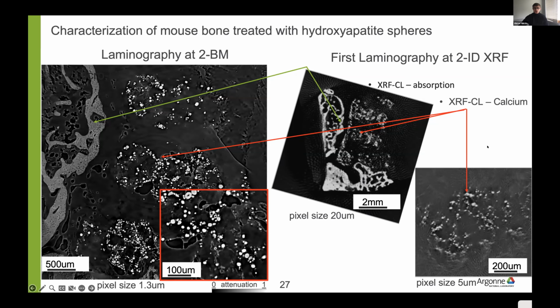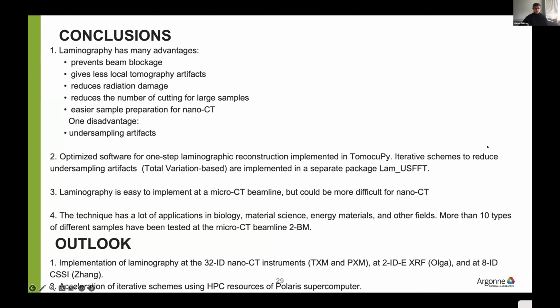Okay, and I will go to conclusions and outlook. Again, I just say that laminography has many advantages. It prevents beam blockage, has fewer local tomography artifacts, reduces radiation damage, and reduces the number of cuts of larger samples. And of course, it's easier sample preparation for nano-CT. The disadvantage is these undersampling artifacts that I hope can be handled by iterative schemes.